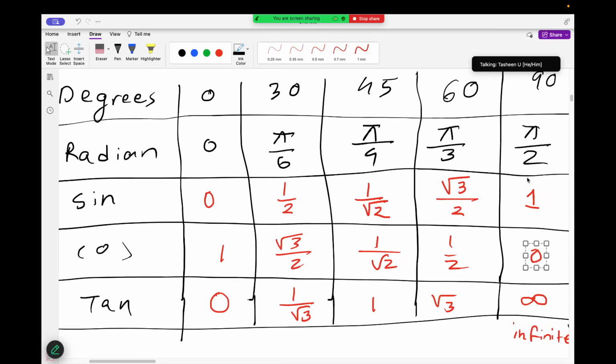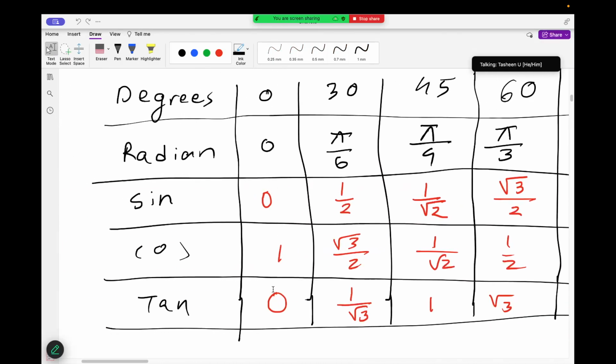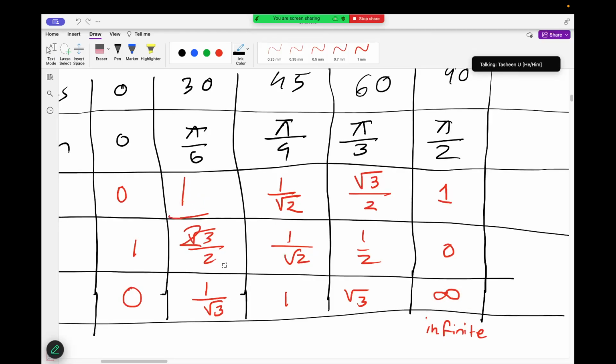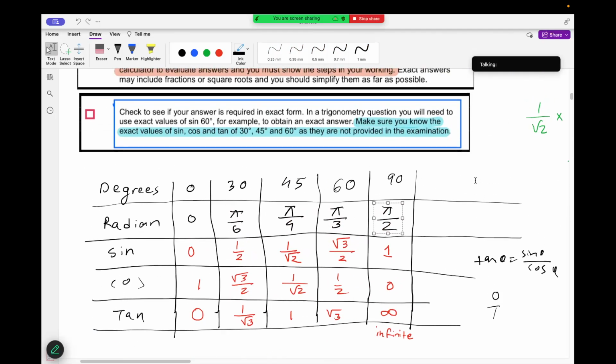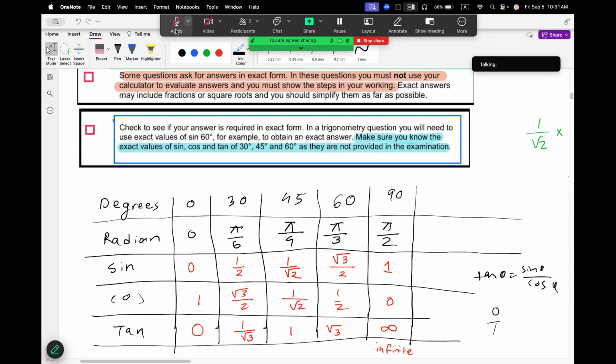The rest you can find by writing the inverse of this. Sine 0 comes here, 1 comes here, half comes here, root 3 by 2 comes here, and 45 is the same. Then you can find tan theta using the formula sine theta by cos theta, using the identity. So 0 divided by 1 is 0, 1 divided by 0 is infinity, half divided by root 3 by 2 is 1 by root 3, and 1 by root 2 divided by 1 by root 2 is 1. In this way you can find the rest of them, and you can always find the radian equivalent. Undefined.